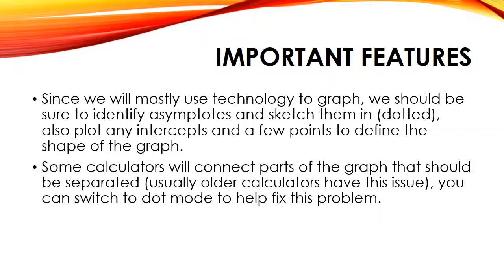If this is an issue and it bothers you, you can switch to dot mode. What's really important is you need to be aware, if you have an older graphing calculator that will do this, you need to be sure that you leave that out of the graph except to draw in the asymptote as a dotted line.